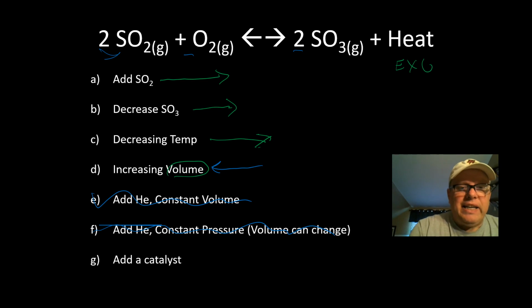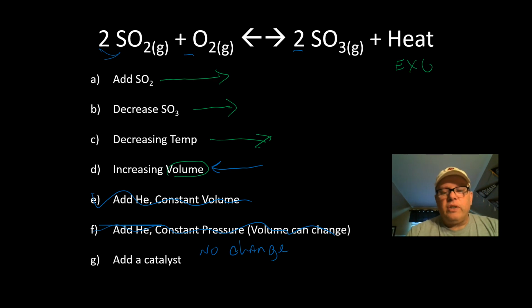And if we add a catalyst, adding a catalyst does not change anything. All it does is speed the reaction. So there is no change. There's no delta if we add a catalyst. It isn't going to do anything to our reaction except speed it up. It's not going to change the concentrations because it's just going to reach equilibrium faster.